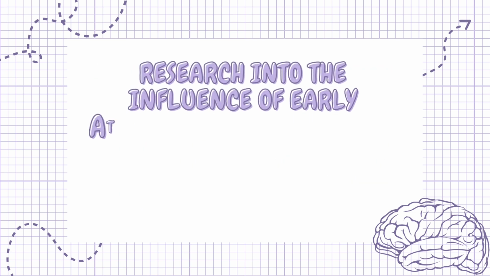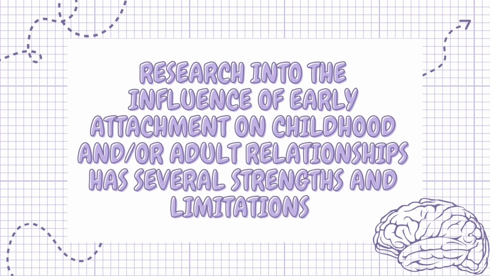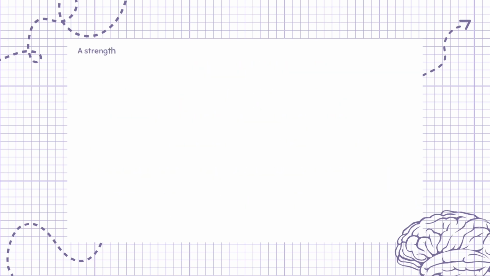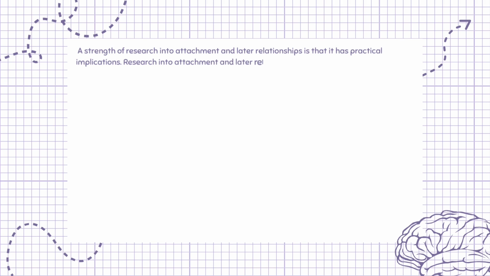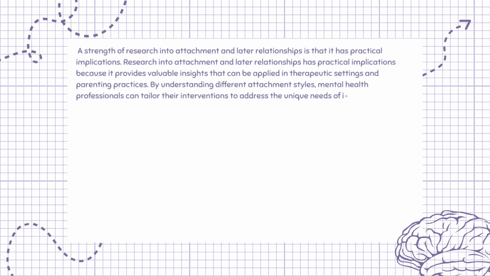Research into the influence of early attachment on childhood and/or adult relationships has several strengths and limitations. A strength of research into attachment and later relationships is that it has practical implications. It provides valuable insights that can be applied in therapeutic settings and parenting practices. By understanding different attachment styles, mental health professionals can tailor their interventions to address the unique needs of individuals, helping them develop healthier relationships and improve their emotional well-being.